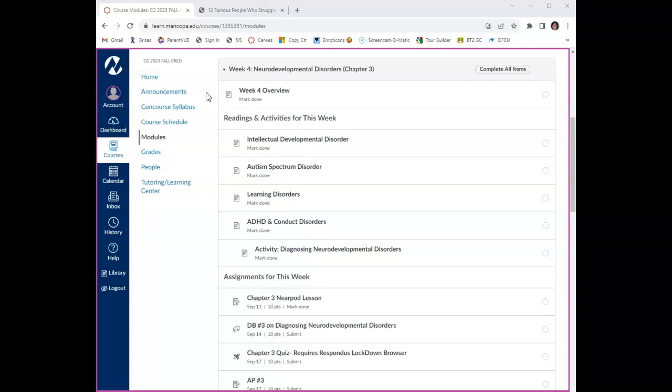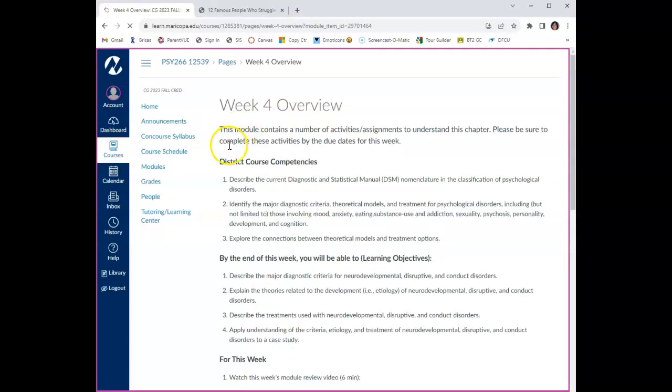This week, we will be learning about neurodevelopmental disorders. This category of psychological disorder is considered disorders of childhood and adolescence due to the age of onset. Each section focuses on a type of neurodevelopmental disorder. The etiology, or cause, and treatment of these disorders are included in each section. Let's get started with this week's overview.